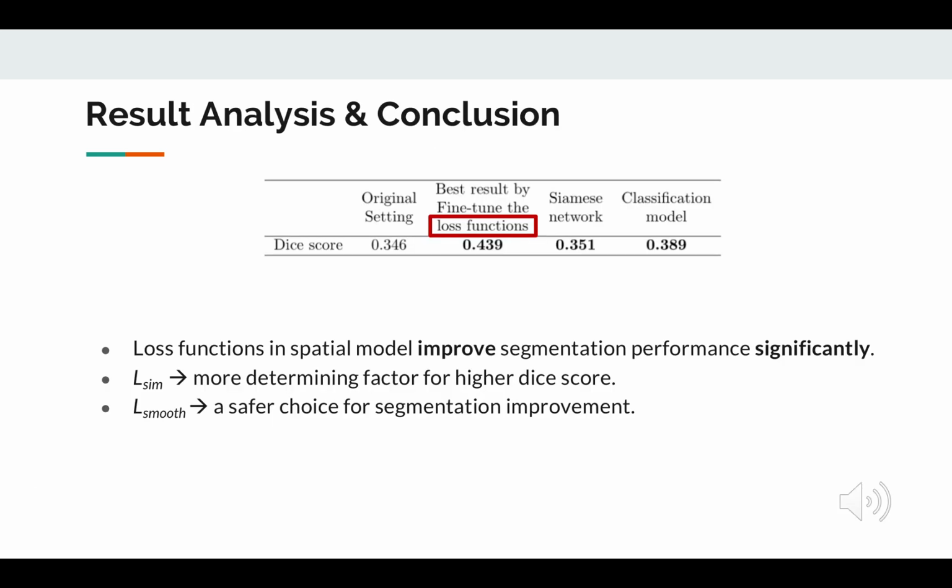The experimental result shows that loss functions in the spatial model improve segmentation performance significantly. The similarity loss function is a more determining factor for a higher Dice score, while adjusting the smooth loss function is a safer choice for segmentation improvement.